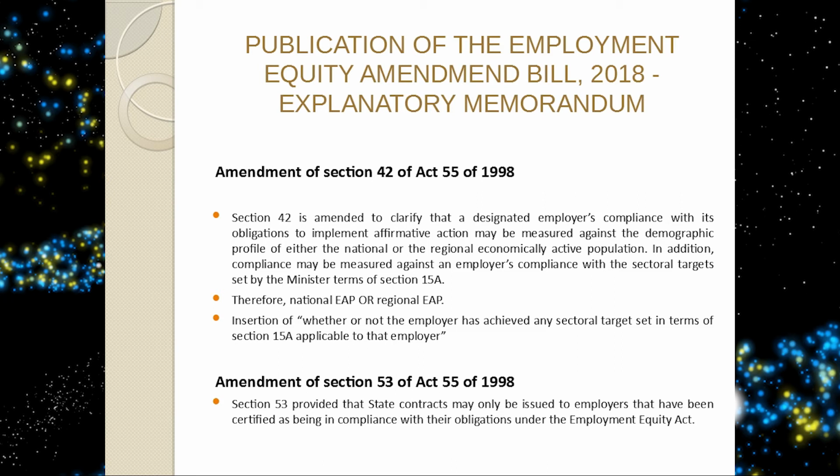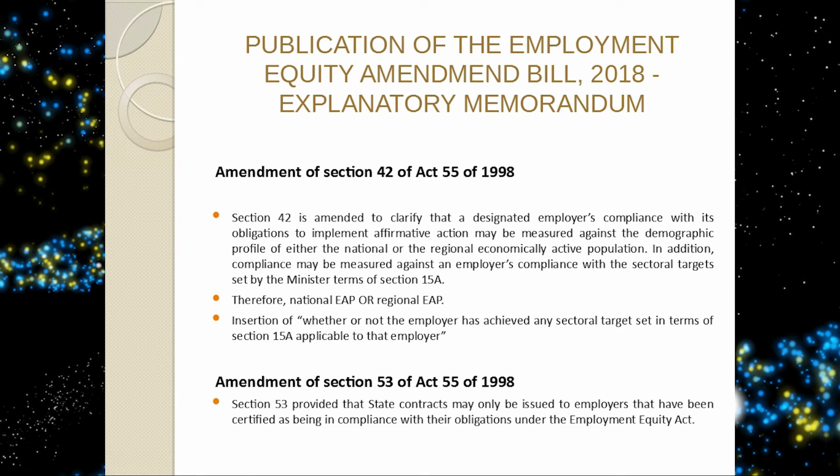Section 42 is amended to clarify that designated employers' compliance with your obligations to implement affirmative action may be measured against the demographic profile. Bottom line is, it seems that going forward, you will be able to use either national or regional. What we have seen in the past couple of months, if not years, is that some inspectors ask you to focus your plan on national targets. Other inspectors might request the regional targets for your province. And then you have another inspector that would say, I want to see both national and provincial. Going forward, it seems as if you will be able to use either or, as well as the sectoral target.